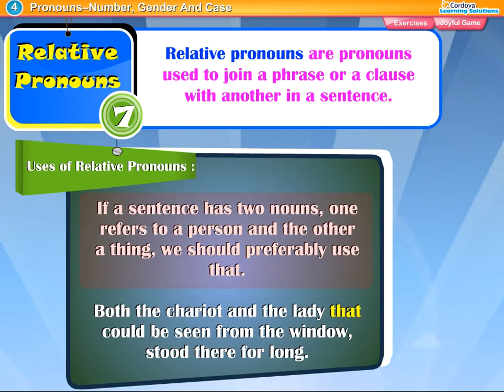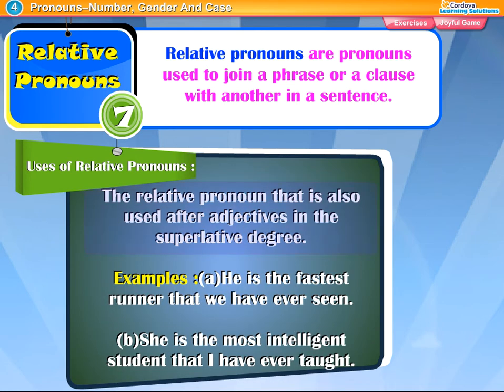If a sentence has two nouns, one refers to a person and the other a thing, we should preferably use that. Both the chariot and the lady that could be seen from the window stood there for long. The relative pronoun that is also used after adjectives in the superlative degree. Examples: He is the fastest runner that we have ever seen. She is the most intelligent student that I have ever taught.